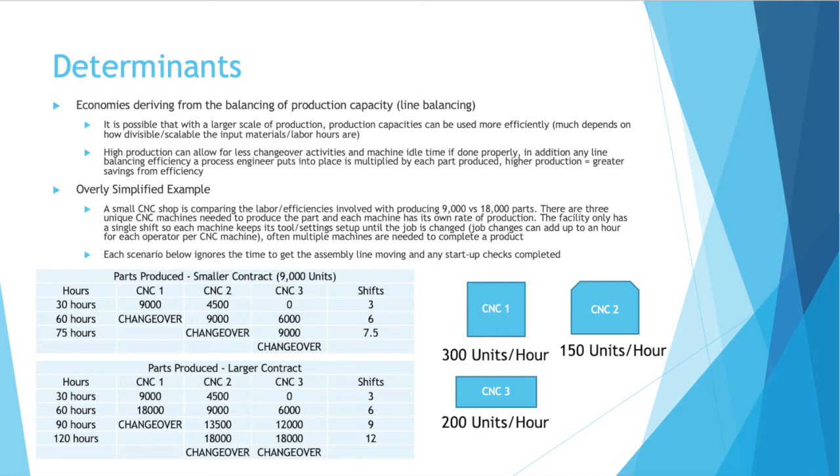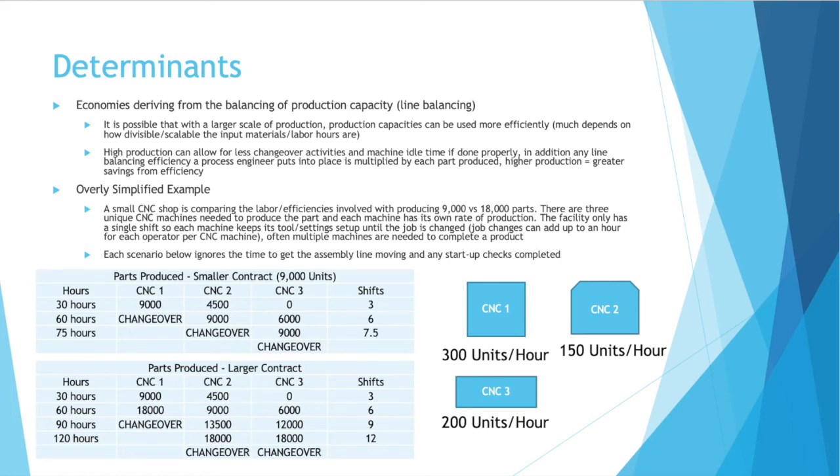You can see that if CNC 1 produces 300 units an hour, CNC 2 produces 150 units an hour, and CNC 3 produces 200 units an hour, then for the 9,000 part contract, it takes approximately 75 hours in the shop to produce all the parts. Of course, there's more labor hours because you have an operator on each machine. I marked when each changeover occurs for each CNC machine, so you can see that CNC 1 performs the changeover much earlier than CNC 2, which in turn is earlier than CNC 3.